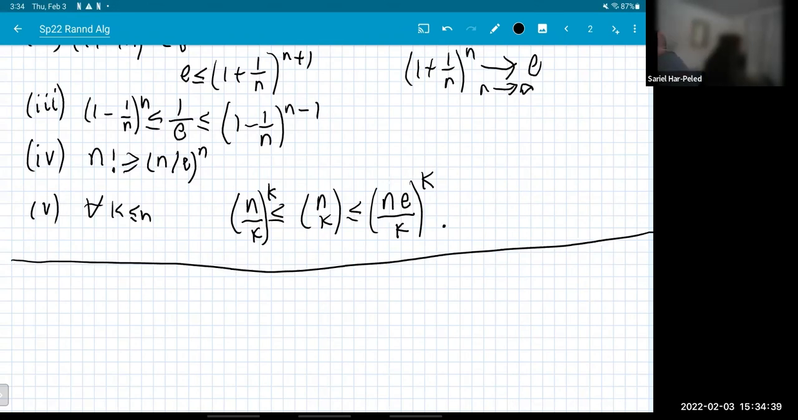Questions about this before I go further into the darkness or into the light, whatever the case might be?